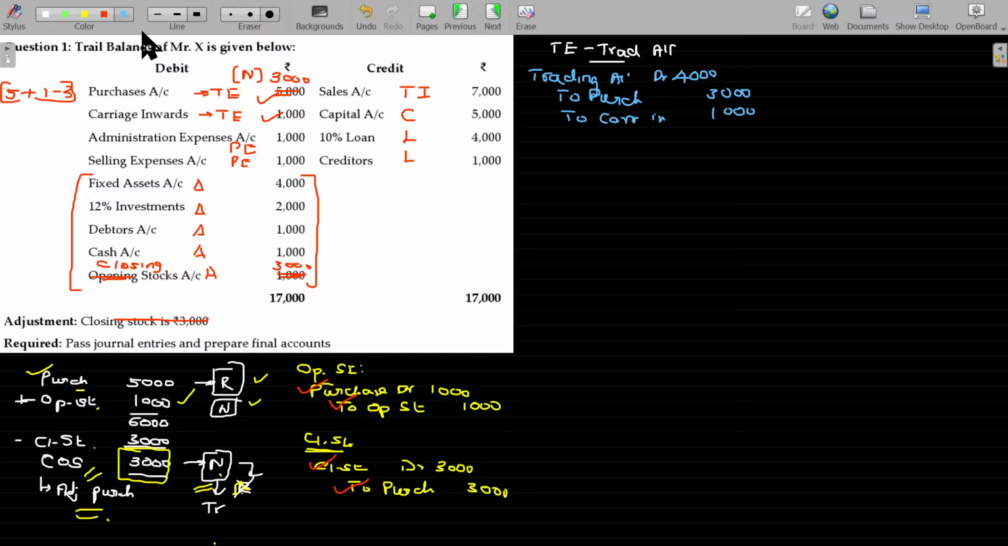And this one, the trading income, I'll post this. Trading income is transferable to the trading account. What is the entry? Now the trading account is going to be credited. Sales account is a credit balance that should be debited. So sales account debited to trading account. The value being 7,000.